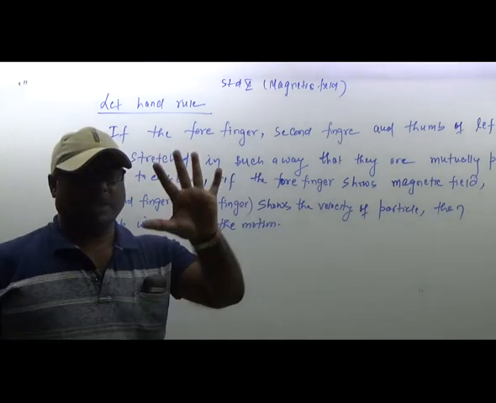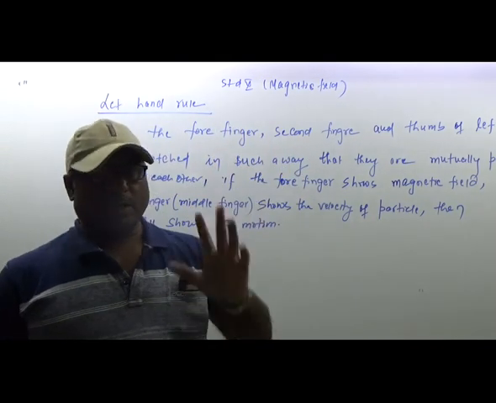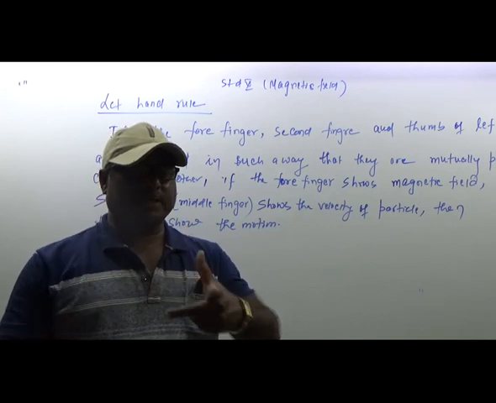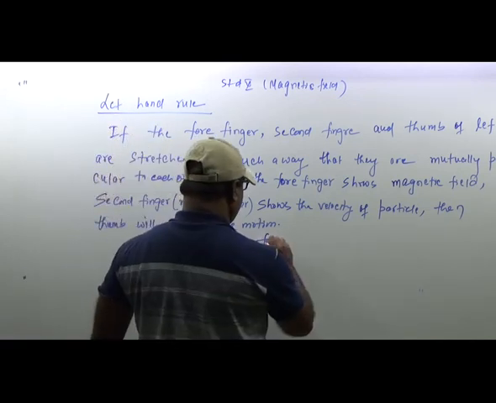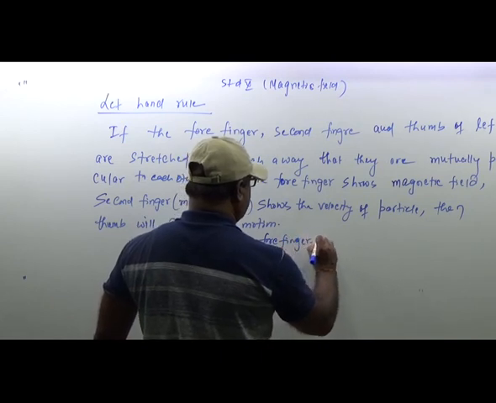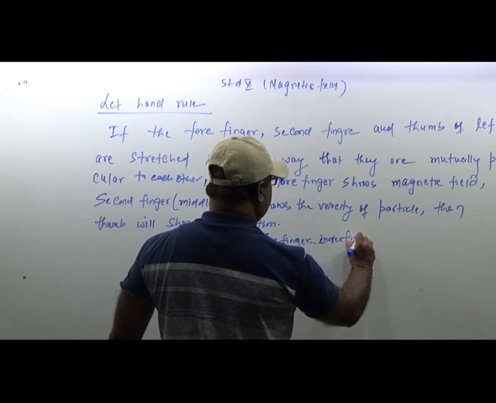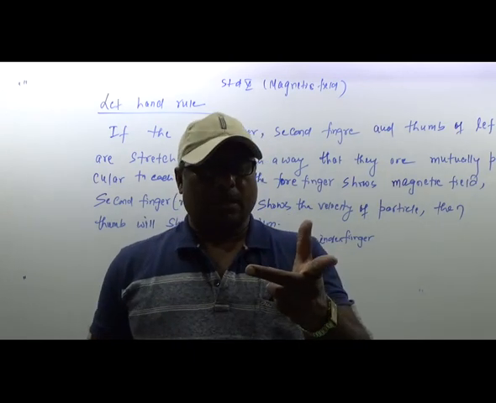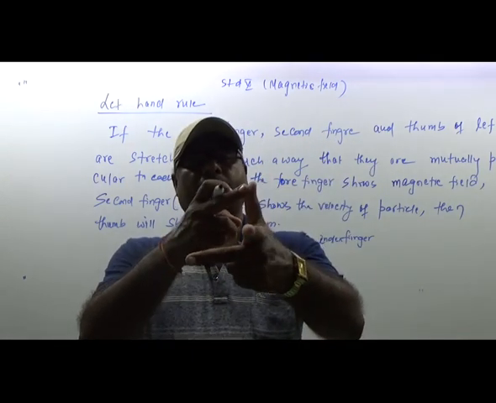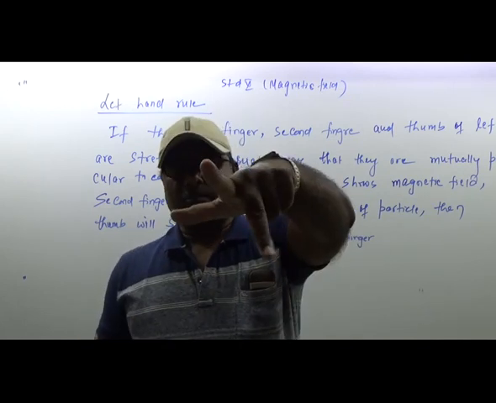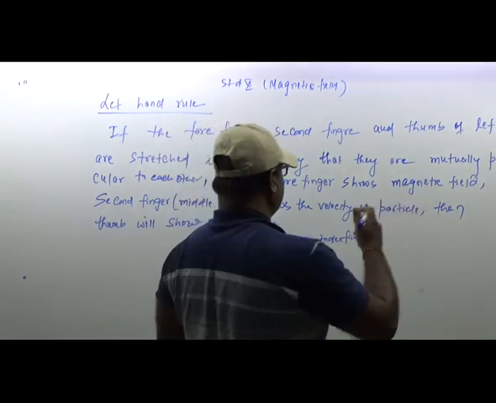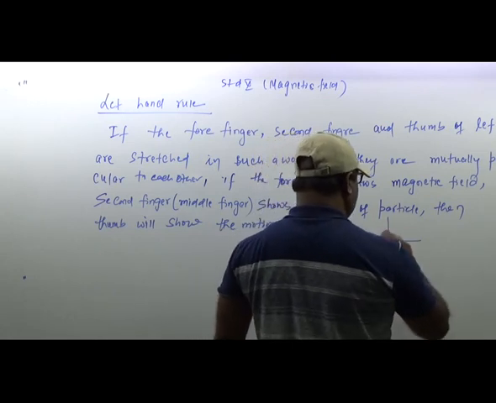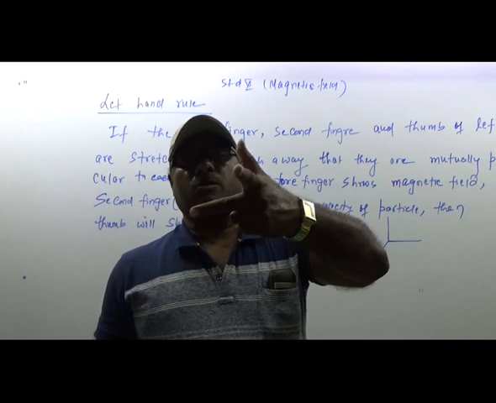Alright, this is the left hand, and according to this left hand rule, the forefinger, also called the index finger, the second finger and the thumb are mutually perpendicular to each other, like X, Y and Z. These are mutually perpendicular to each other.